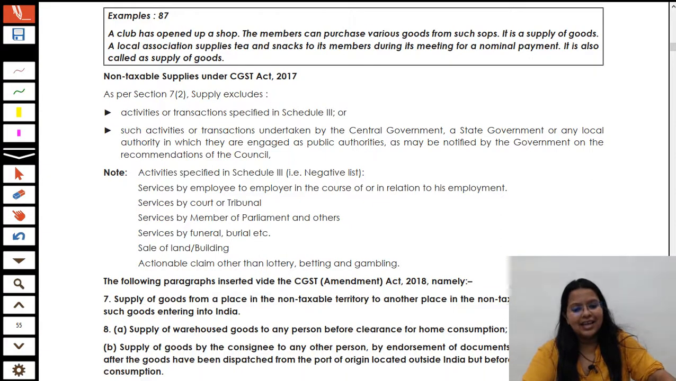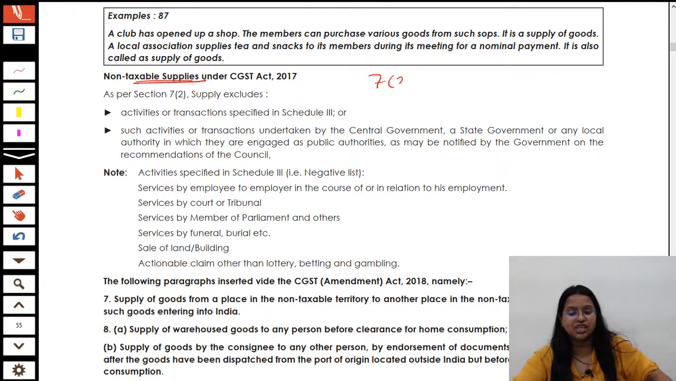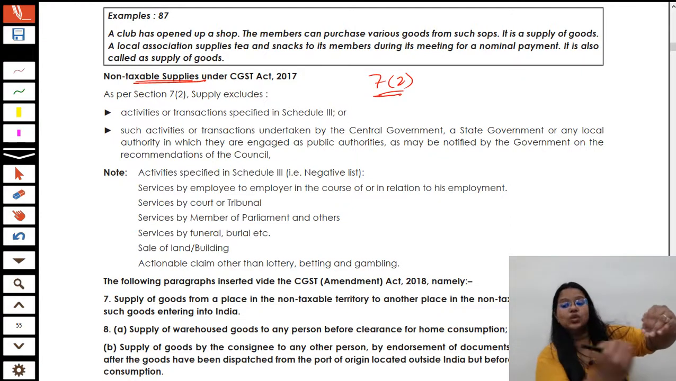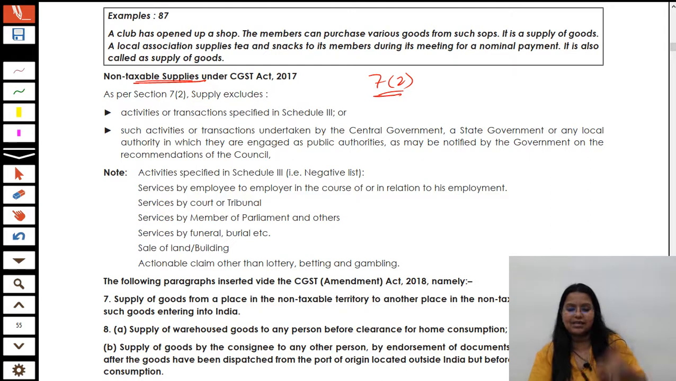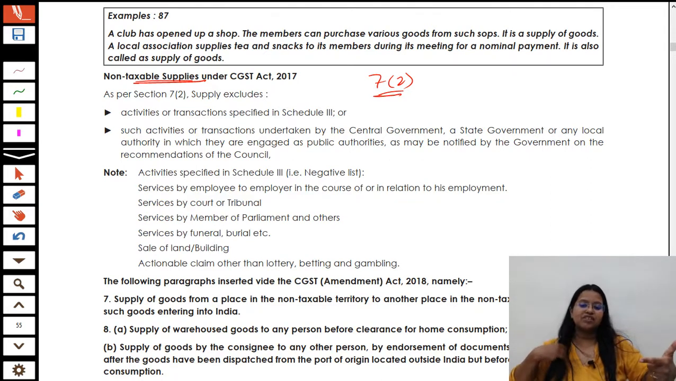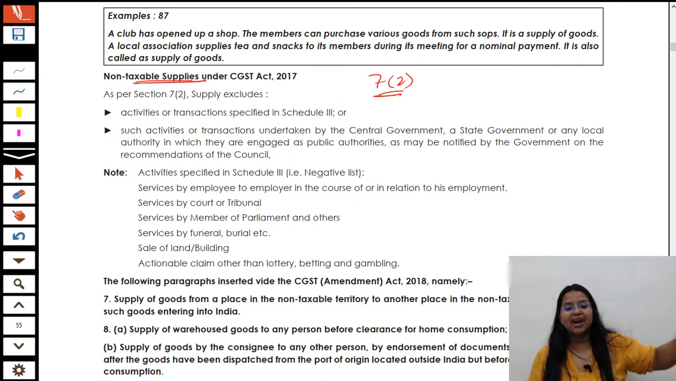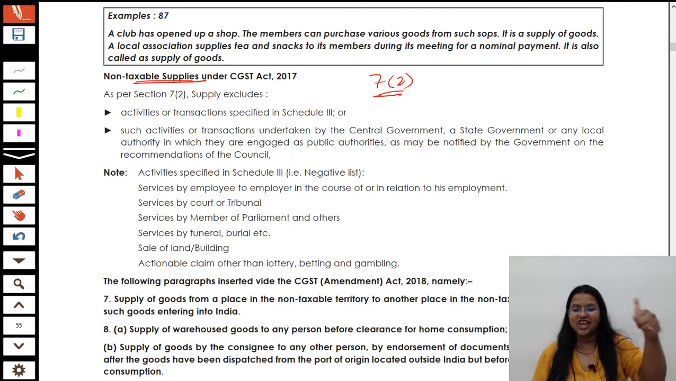Okay. Now the next, student, is which are the non-taxable supplies. I have told you non-taxable supply, that is Section 7 subsection 2. Supply excludes, it means that is a non-taxable supply. First of all, the supplies which are covered in Schedule III, and the second is such activities or transactions which are undertaken by the government as public authority, which are notified on the recommendation of the GST Council.